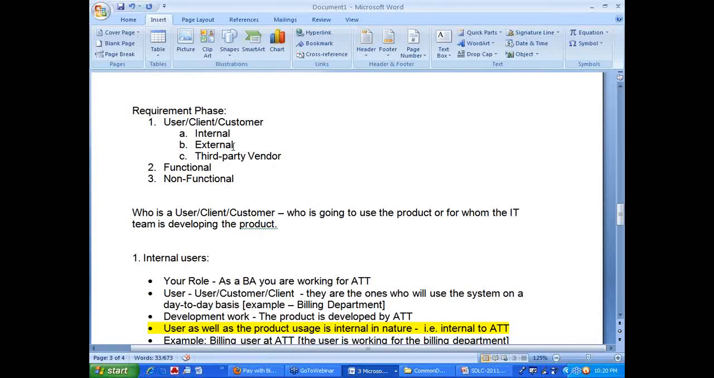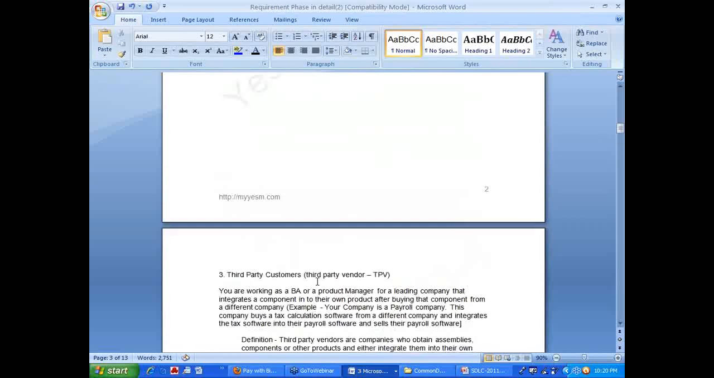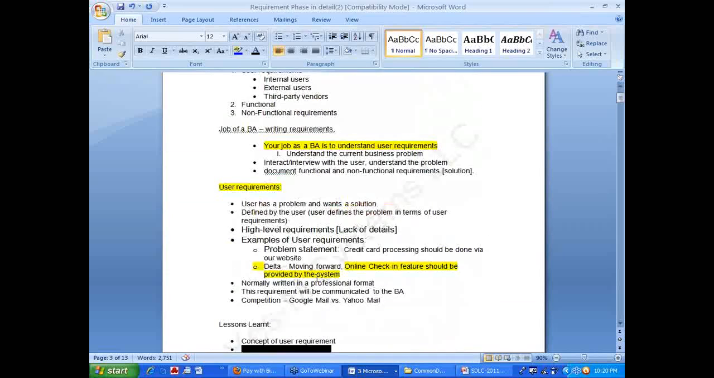We talked about types of users. In the requirement phase, I said there are three types of requirements: user, functional, and non-functional. Before even discussing these three types of requirements, I talked about the types of users. So what is a user requirement? Generally speaking, what is a user requirement? Maybe that is your question. So that is what we have to discuss now.